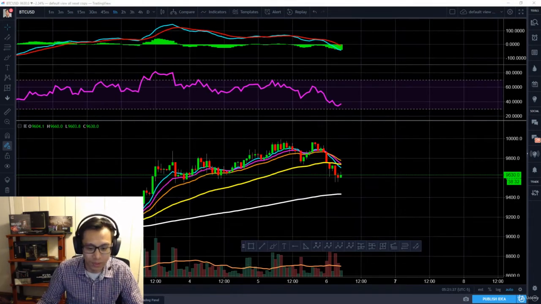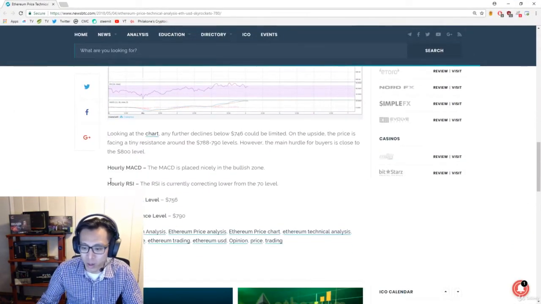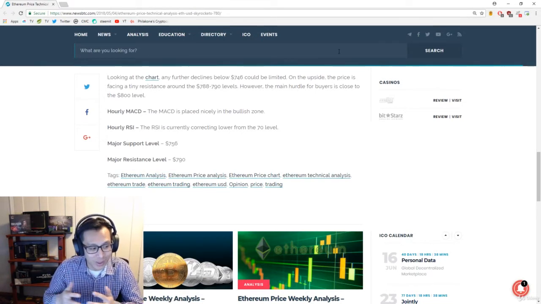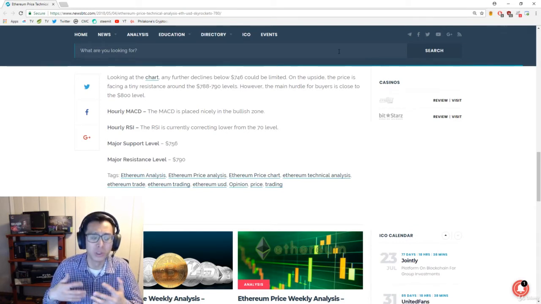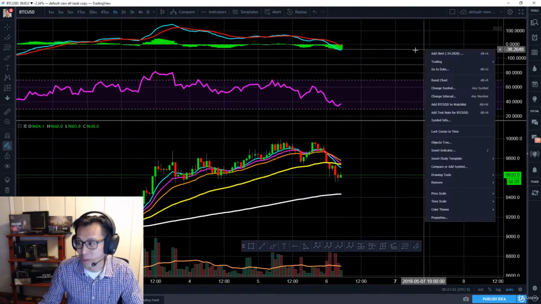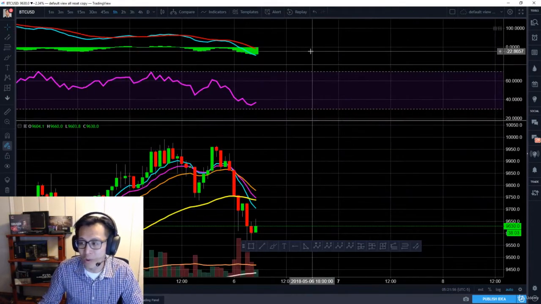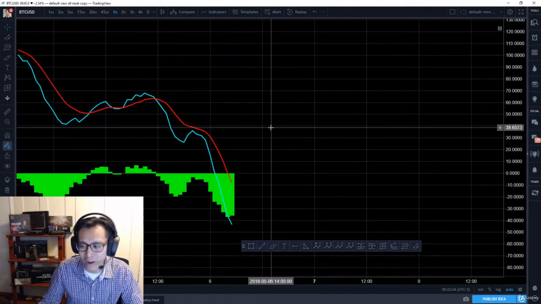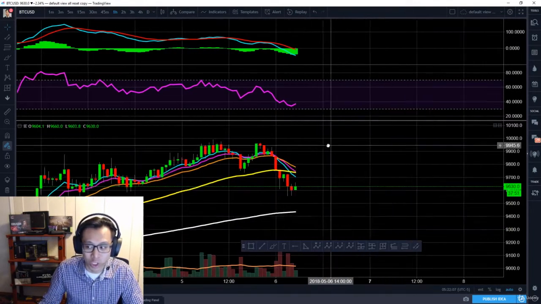So another really important technical indicator that's talked about often is called the relative strength index, right? When I first started out trading, I would go to these sites and I wouldn't know what they were talking about. After getting frustrated, I finally started to learn about it. So when they say the MACD is placed nicely in the bullish zone, they're basically referring to how this MACD is on the positive side of this center line right there. The center line is 0. If it's on the positive side, that means it's more bullish, generally speaking.